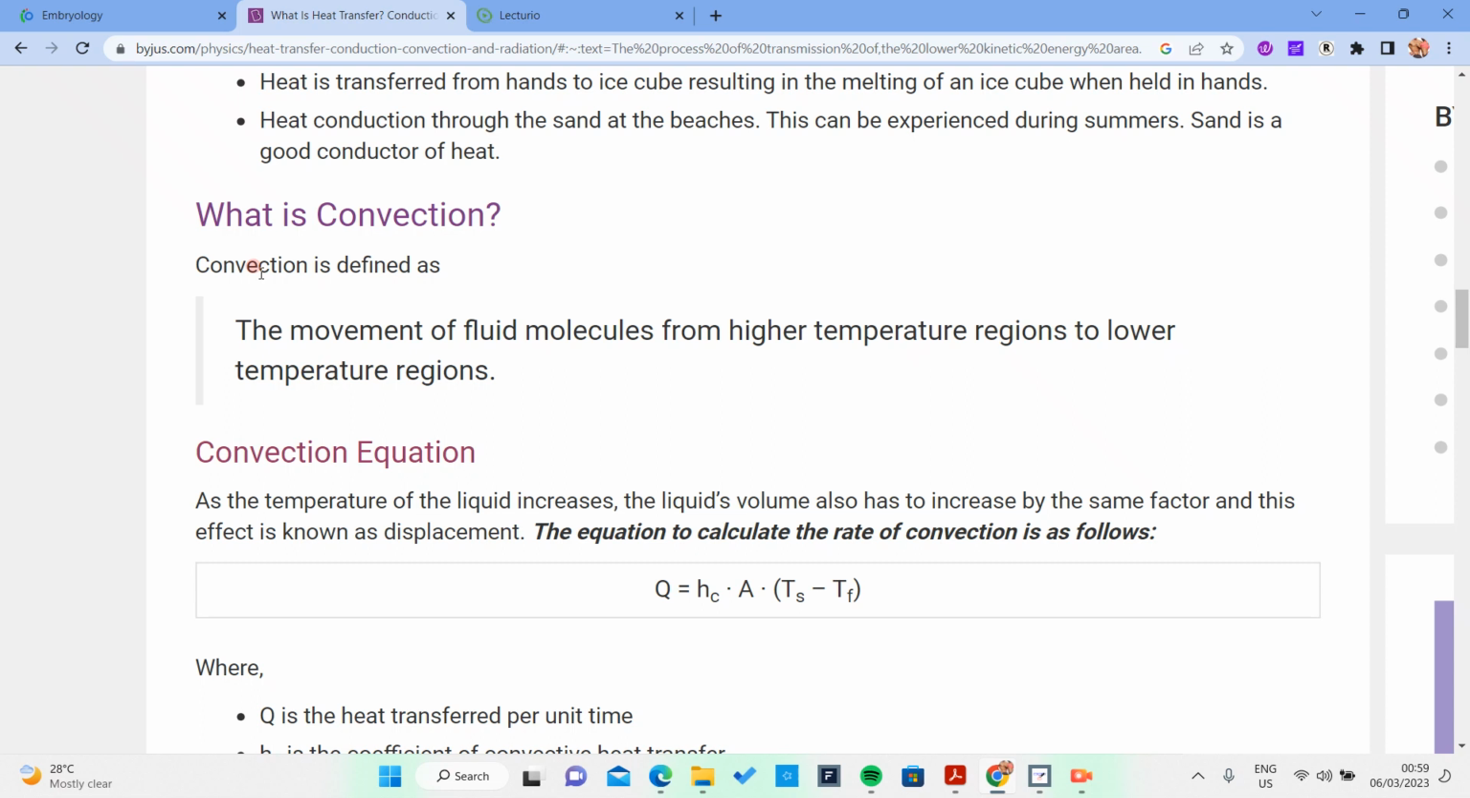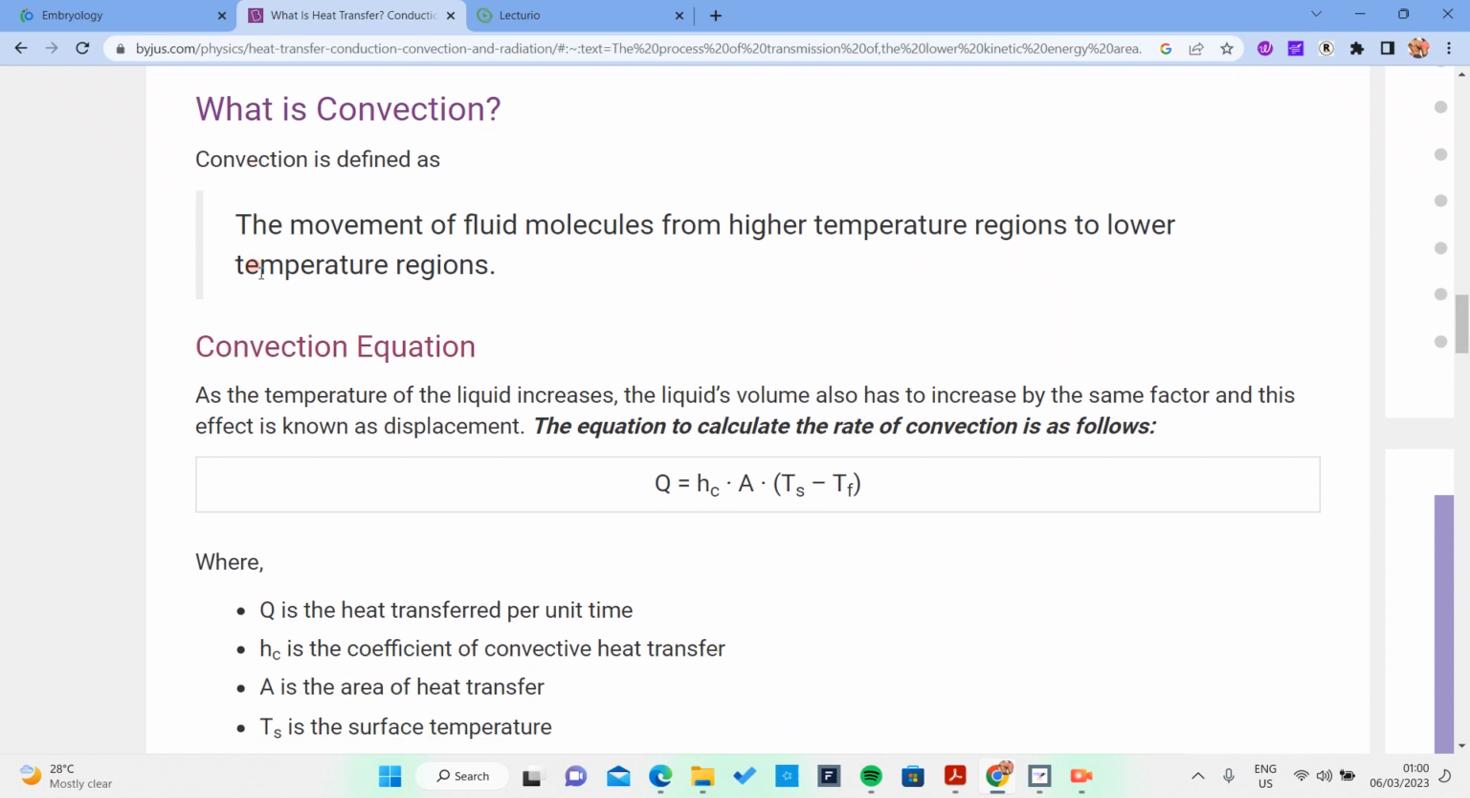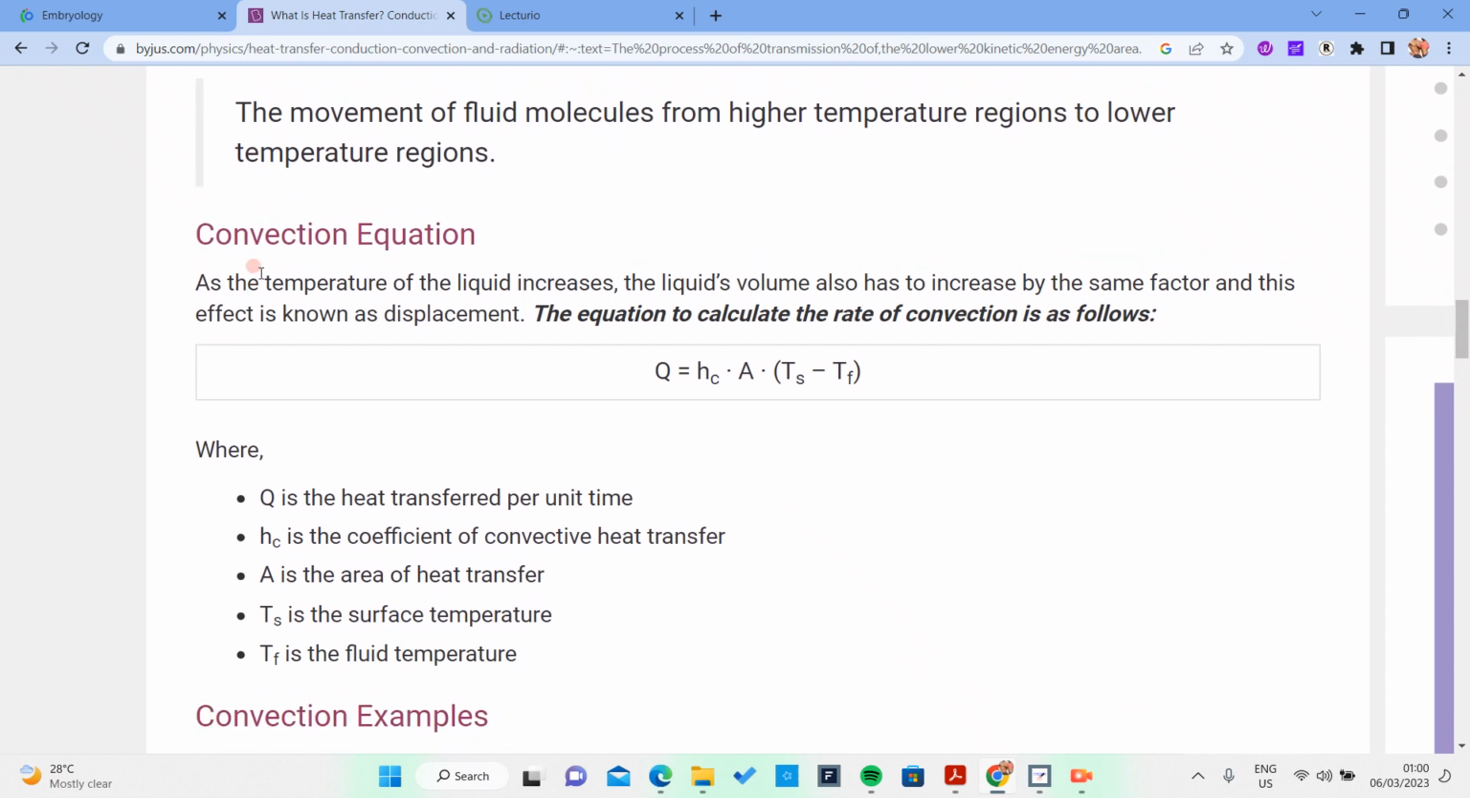I said before that there is a particular equation for calculating convection. Like for conduction, we have a formula for calculating the rate of convection. For convection, the rate of heat transferred is equal to the coefficient of convection heat transfer times the area, times the temperature difference between the two bodies. They won't ask you this in your UTM, but it's better to be safe than sorry.